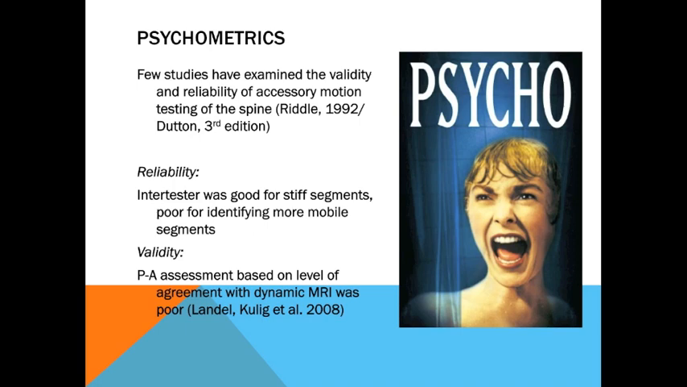Few studies have examined the validity and reliability of accessory motion testing of the spine. However, one study found that intertester reliability was good for stiff segments and poor for identifying more mobile segments. As far as validity, PA assessment based on the level of agreement with dynamic MRI was poor.